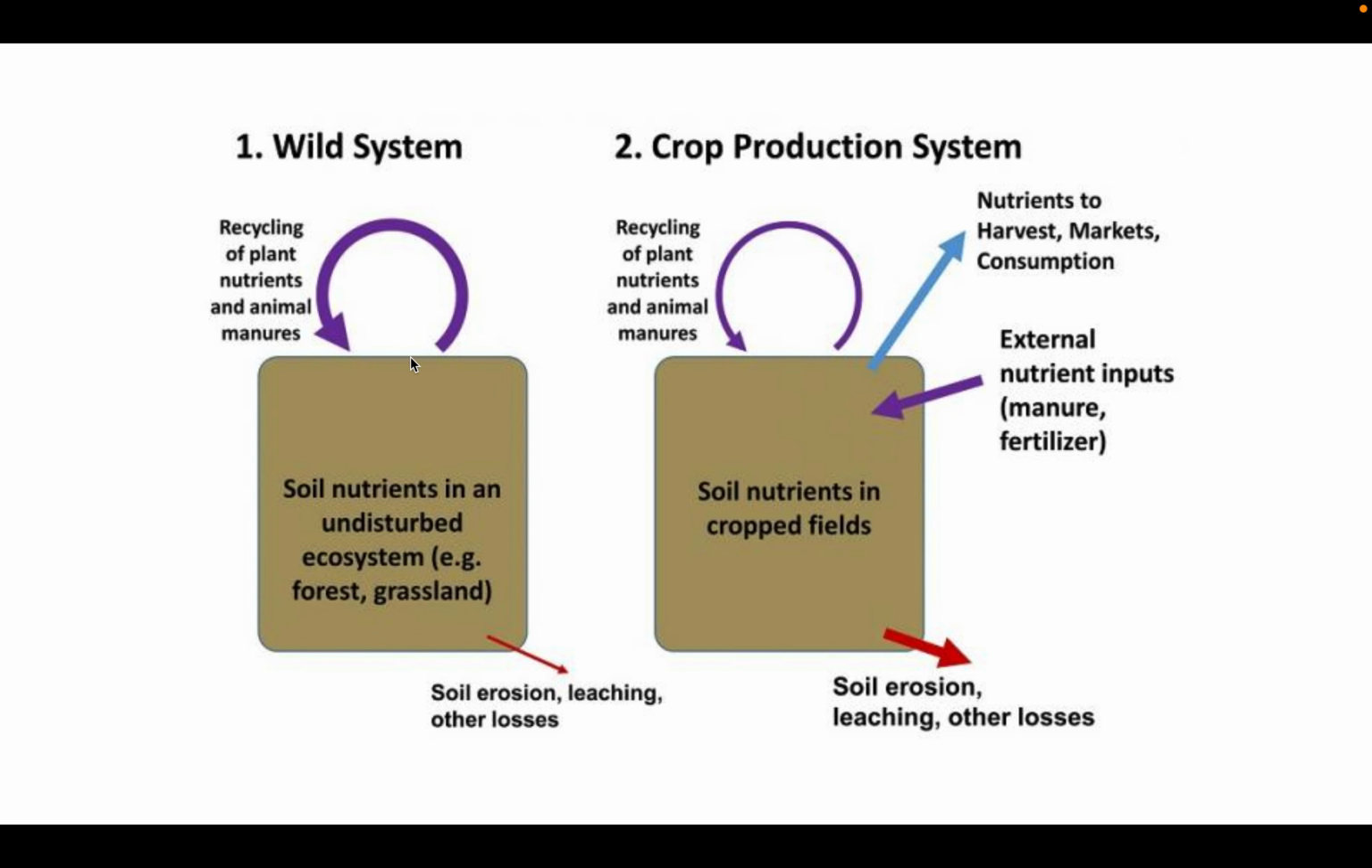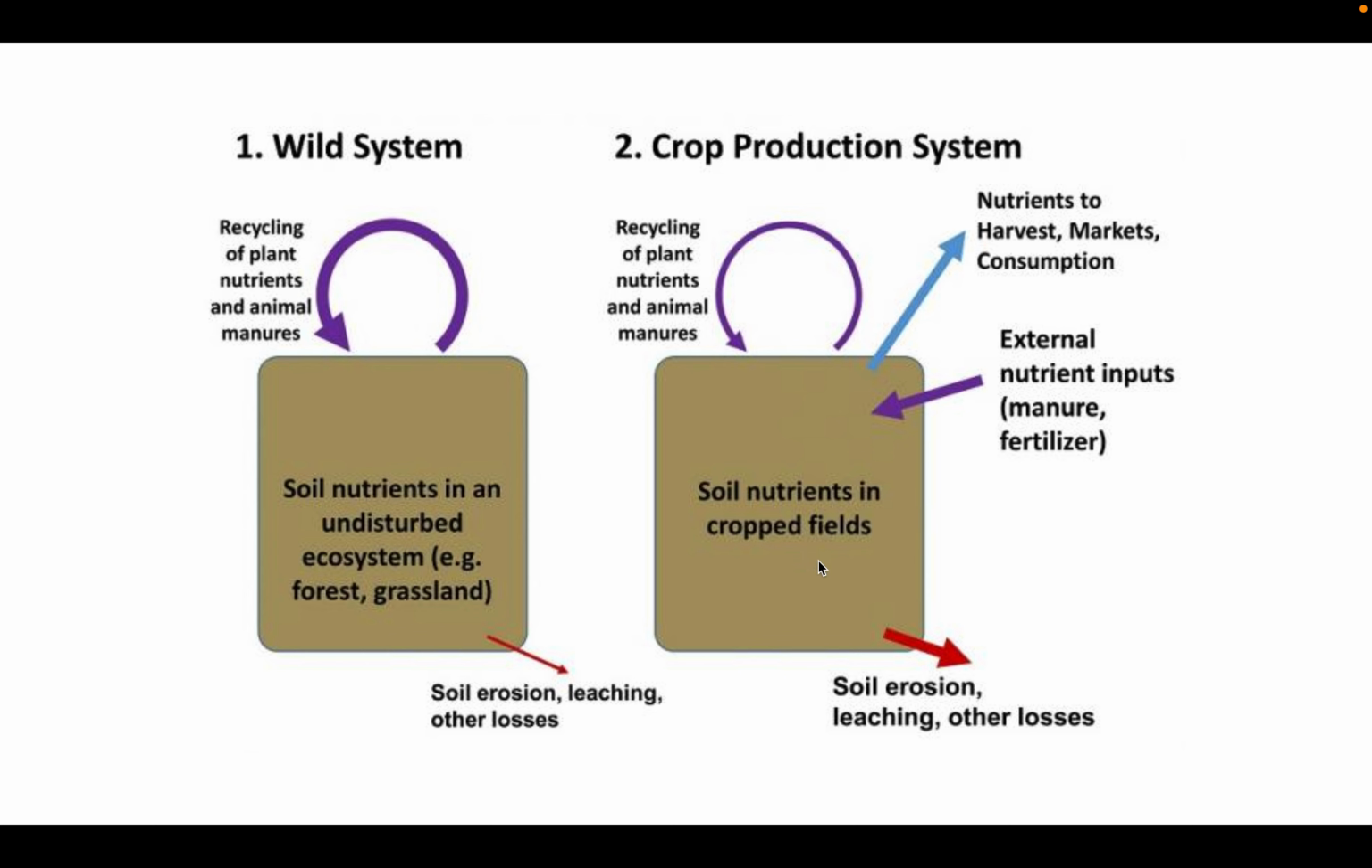So this diagram is just showing that nutrient loss in an undisturbed ecosystem can result in soil erosion, leaching of those nutrients, and other losses. And you notice that this arrow right here says recycling of plant nutrients and animal manures. So it's at a healthy level. And this loss from soil erosion and leaching is very small. So this is a healthy ecosystem.